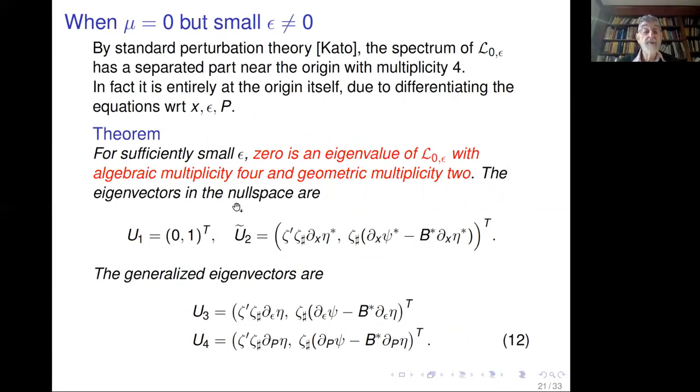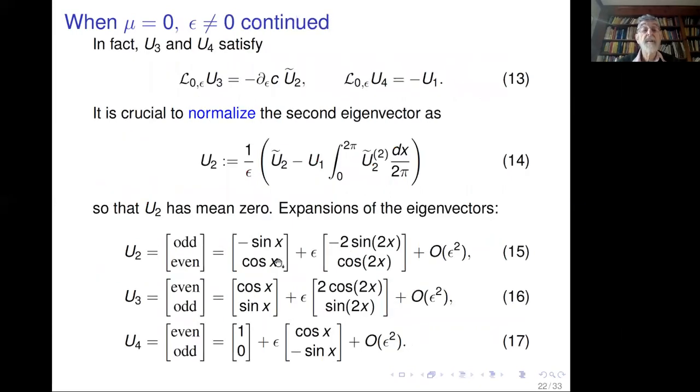And there are 2, this is an actual eigenvector at the origin at lambda equals 0. This one is another one. These 2 are generalized eigenvectors, as I explain here. They generalize eigenvectors in this sense that the linear operator L of U3 is U2, and linear operator of U4 is U1. And we do a normalization, and then we're going to use these expansions.